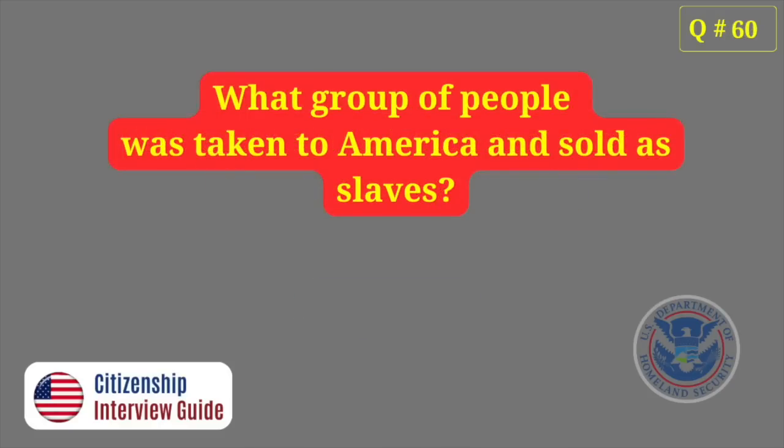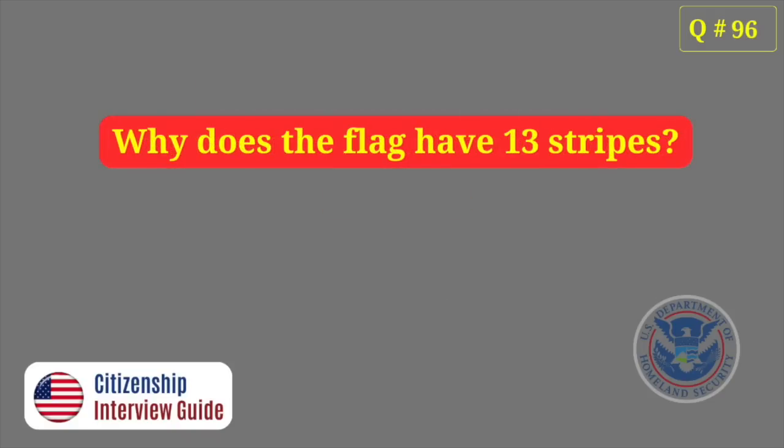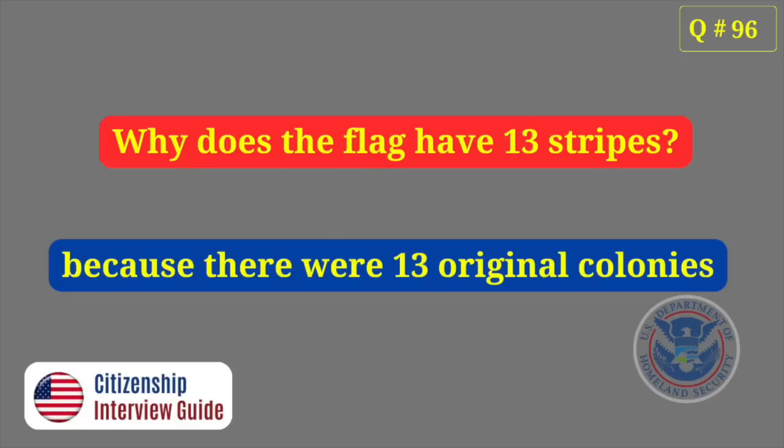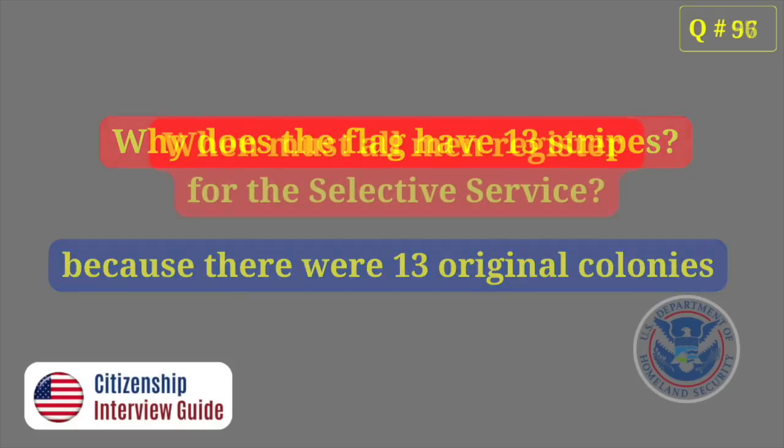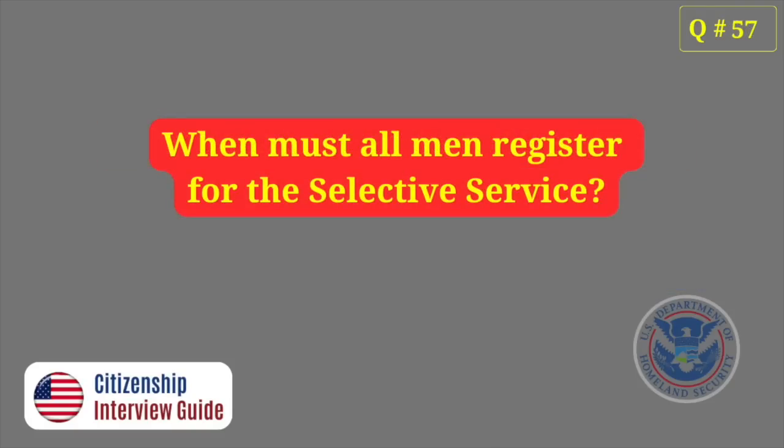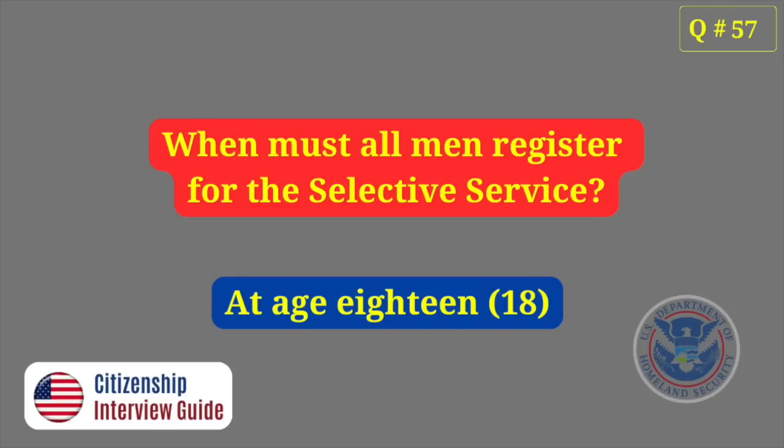What group of people was taken to America and sold as slaves? Africans. Why does the flag have 13 stripes? Because there were 13 original colonies. When must all men register for the Selective Service? At age 18.